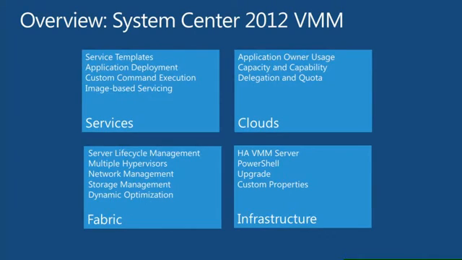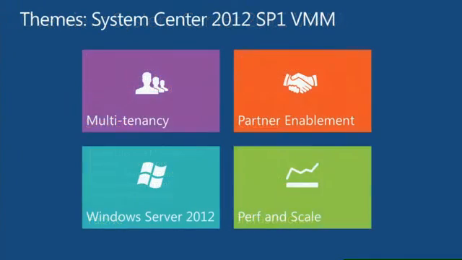The fourth area of investment has been services. VMM has a model by which you can deploy up to three-tier applications and model them using service templates. We have support for app deployment, and we also have support for image-based servicing. So you can actually service the virtual machines using new VHD or VHDX images. This is essentially a high-level overview of 2012 VMM.